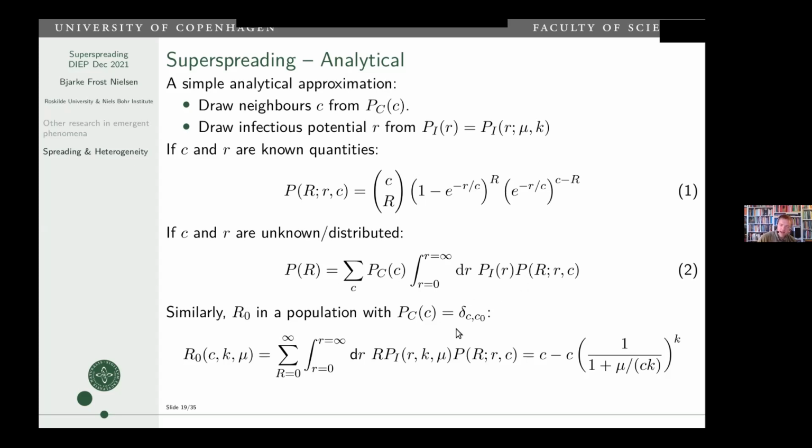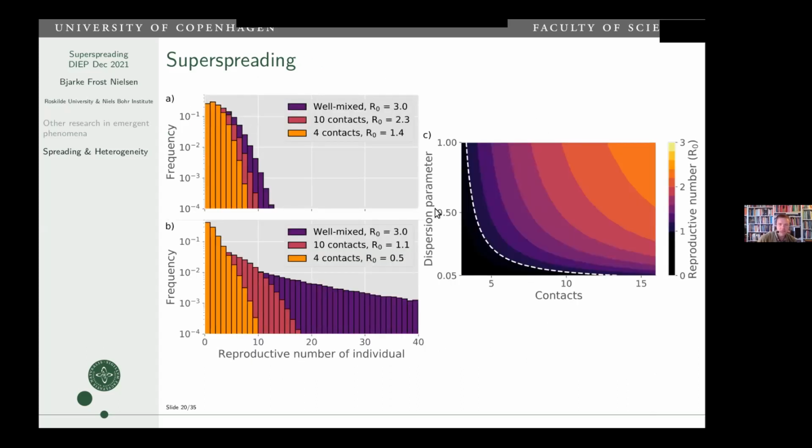And then if you really simplify things and say that the degree distribution is just a Kronecker delta, so that everybody has the same number of neighbors, then you get this funny equation for the average reproductive number that you actually see in the population. The equation looks funny, but we can just go ahead and plot it to see what this means. So let's take it in a few steps. Here I have the histograms in the top panel. It's just for a homogeneous disease. So that's just taking k to infinity.